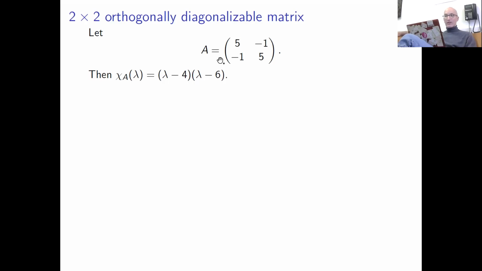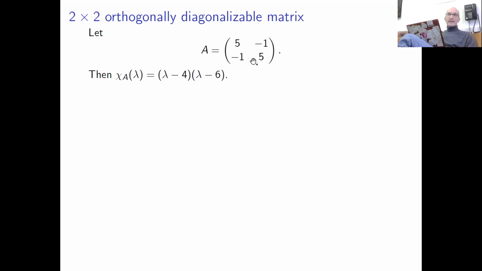Or some example of an orthogonally diagonalizable matrix. We fix a symmetric matrix like this, 5, 5, minus 1, minus 1, and we want to orthogonally diagonalize it. How to do this? Again, we're going to prove some proposition, some theorem later. Let's just see how to orthogonally diagonalize in explicit examples.